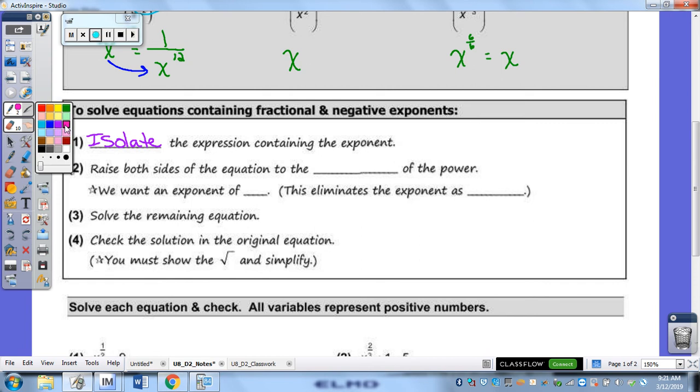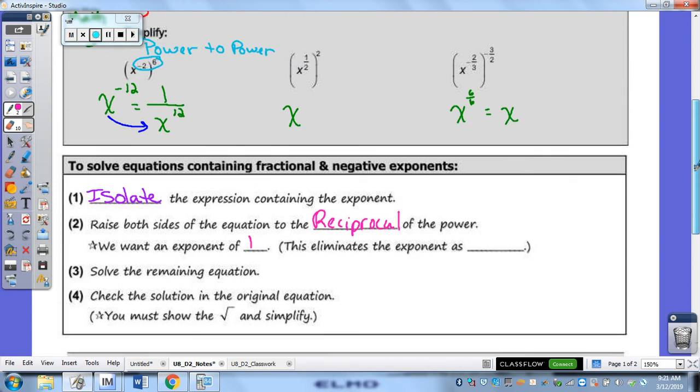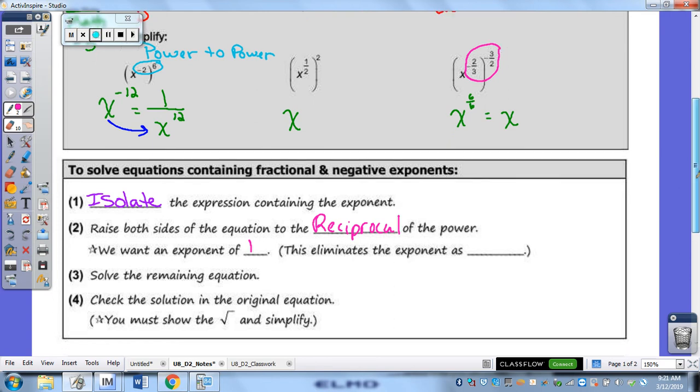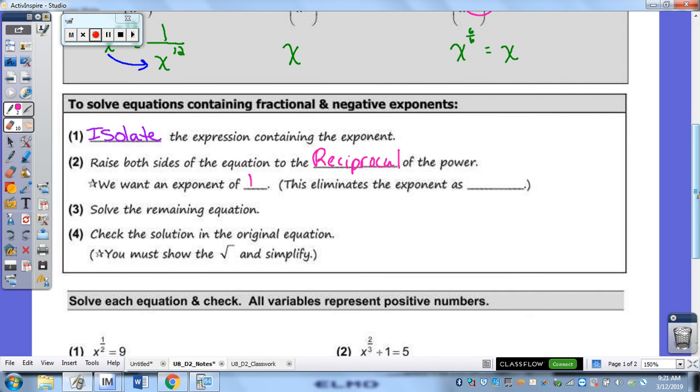So once you have it by itself, you want to raise both sides of the equation to the reciprocal power. The reason why we do that is because we're trying to get an exponent of 1. So if I have a reciprocal, like for example, right here. These are reciprocals. It's the same thing, it's just one's flipped from the other one. So when you multiply them together, they ultimately end up equaling a 1. And then you solve the remaining equation if necessary and check the solution in the original problem.